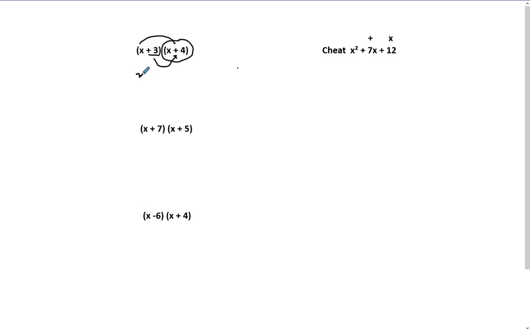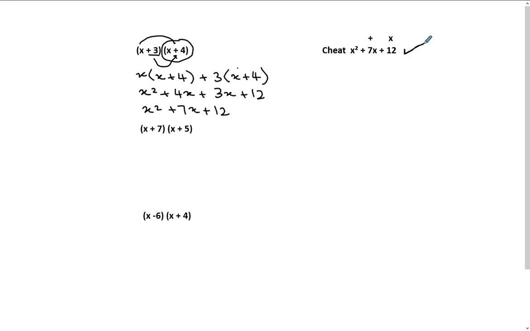So you go x times x plus 4 plus 3 times x plus 4. And after a while, it'll really flow, and when you expand it, you get x squared plus 4x plus 3x plus 12. Collect like terms, you've got x squared plus 7x plus 12. You check it against your cheat answer, and it agrees, and you tick and you say, God, I'm good.